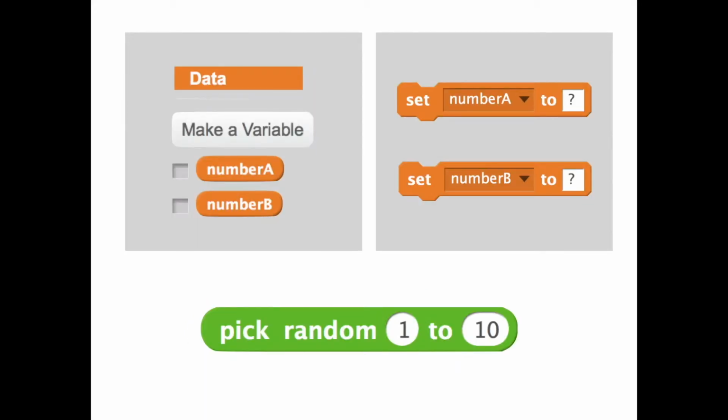The first thing that we're going to have to do is, within the data category, make two variables. I recommend that you name these variables using words and letters and no numbers, because later on, when we do have some numbers in our code block sequences, it'll be easy to differentiate between the variable names and the numbers that we're going to be using. Then we're going to set these two variables to random numbers using the pick random block. Let's take a look at that in Scratch.